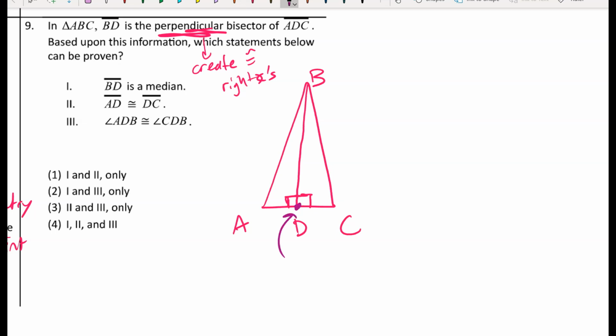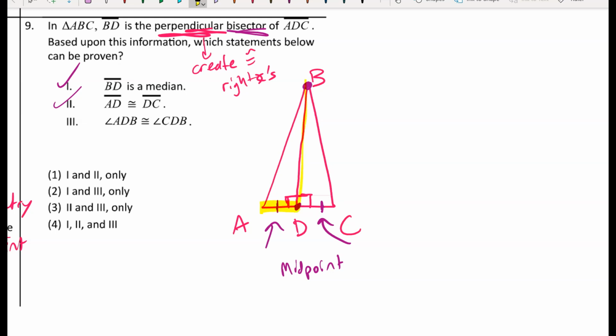So if it's bisecting a segment, D must be the midpoint of AC, and it must be the case that AD and DC are congruent. So let's go through which one of these must be true. Number 1, BD is a median. Remember, a median just connects a vertex of your triangle to the midpoint of your opposite side. That's exactly what it does because it's a bisector. Also, because it's a bisector, AD and DC are congruent. So that's also true. Let's check this third one out.